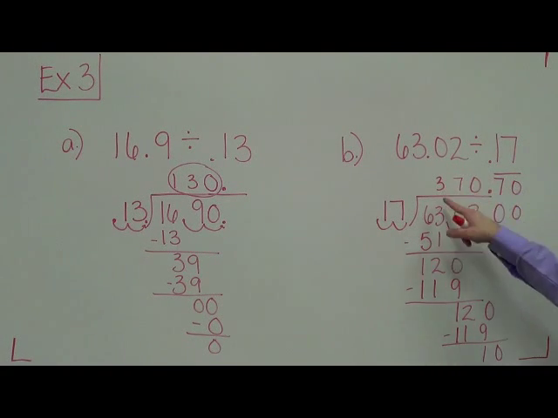The answer here then would be 370.70. And again, once you start to notice that repetition pattern, you don't have to go out the full way to the 3 decimal points.